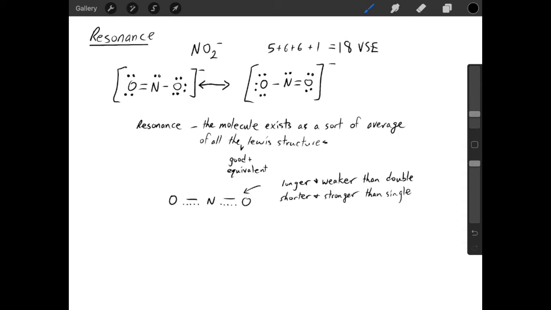An important point is that in resonance structures, the atoms all stay in the same place. It's really only the electron positions that can change. You're drawing different Lewis structures for the same molecule, not an isomer of that molecule or anything like that. And another common example you might come across is benzene.